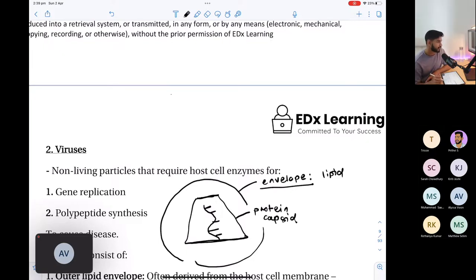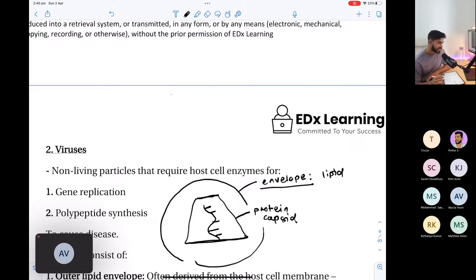Any questions with how a virus looks like? Because I noticed we didn't all understand exactly what it looks like. Do we have any questions? Ask away now. Very good. Good job. All right.